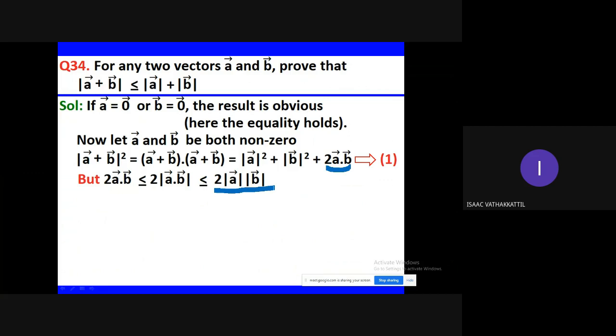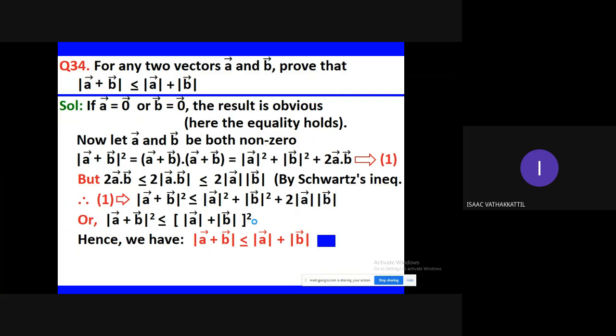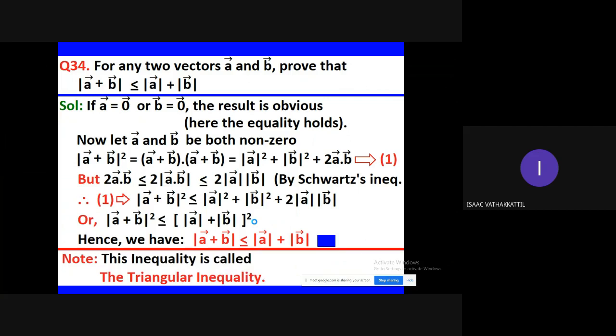So equation 1 will be replaced by an inequality: magnitude of A plus B squared is less than or equal to magnitude A squared plus magnitude B squared plus twice magnitude A magnitude B, which is nothing but magnitude A plus magnitude B, squared. Taking the square root, we have magnitude of A plus B less than or equal to magnitude A plus magnitude B. This inequality is known as the triangular inequality.